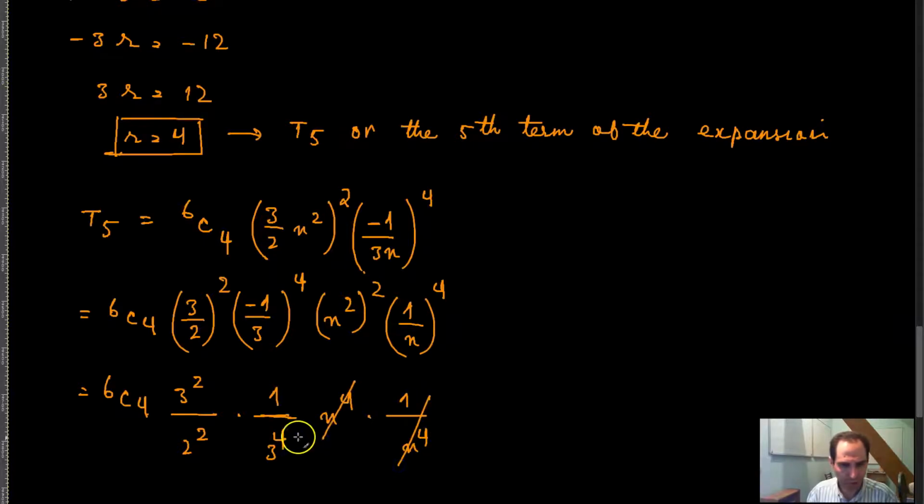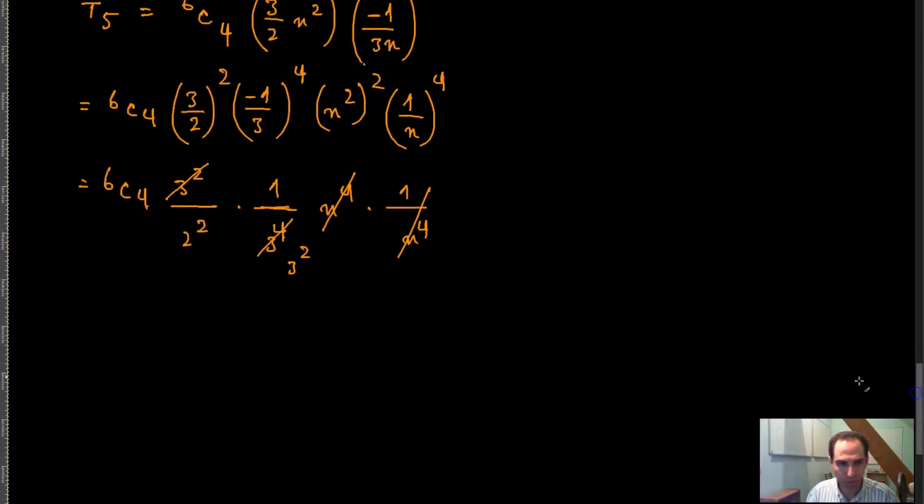So you can cancel these two out. 3 raised to the power 2, 3 raised to the power 2 here. So you get basically 6 combination 4 over 2 squared times 3 squared.